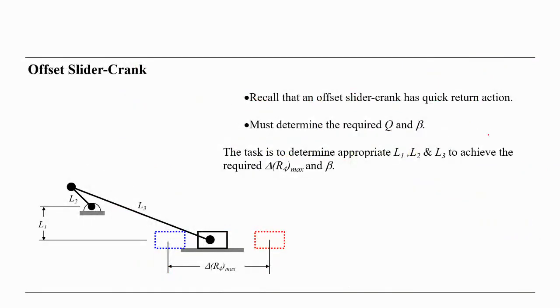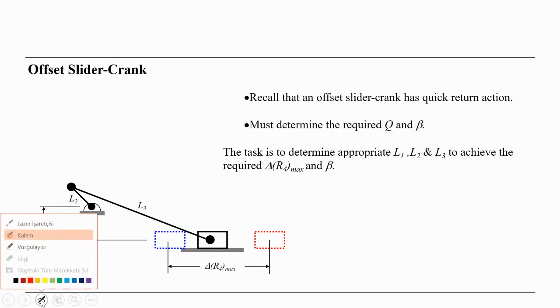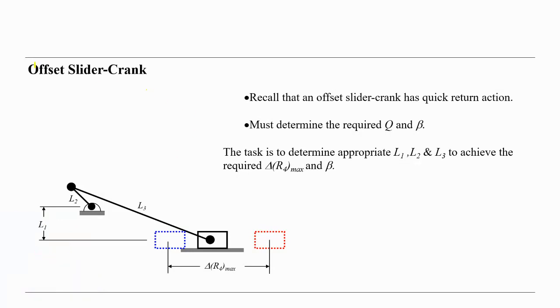Then we are able to design a mechanism for, let's say, the inline or offset crank slider mechanism for a given output motion, or for a desired output motion. So here, let's talk a little bit about the offset slider crank mechanism.